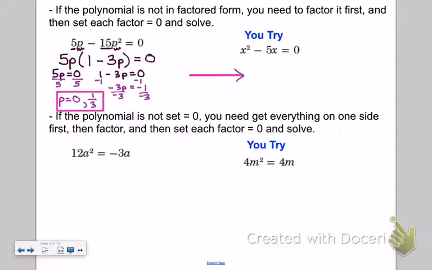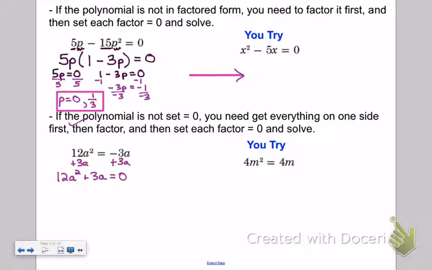Alright, if the polynomial is not set equal to 0, we need to get everything on one side first and then factor, because the zero product property only works with 0 on the right side. So what we need to do is move that 3a to the left by adding it. So we have 12a squared plus 3a is equal to 0. So now that we have 0 on one side, we can factor. Note that I cannot add those two together. They are not like terms.